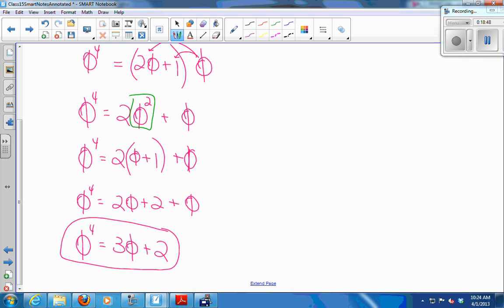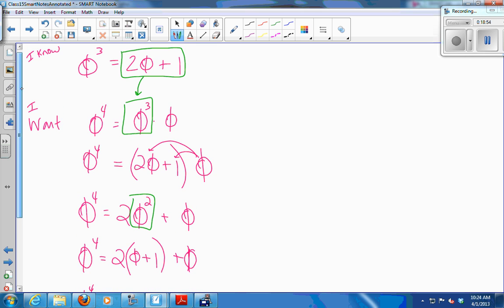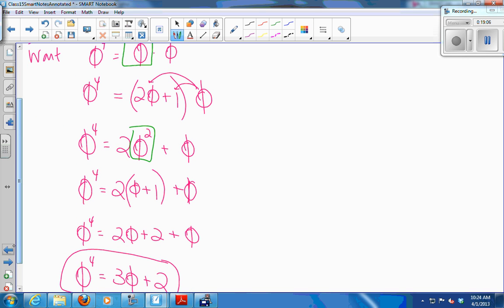Okay, so we have like 3 key steps here. The first one is I wanted phi to the fourth, so I wrote it as phi cubed times phi. And I made 2 key substitutions while simplifying this. I replaced phi cubed with what it equals, and then I replaced phi squared with what it equals. 2 key substitutions. And the rest was just distributing and combining like terms.